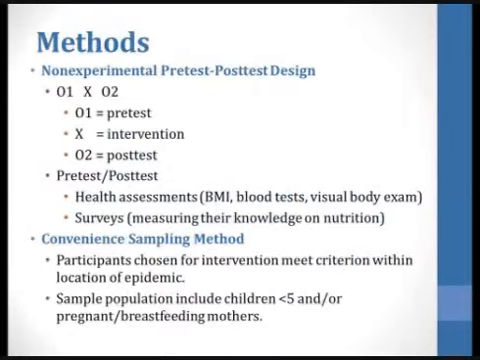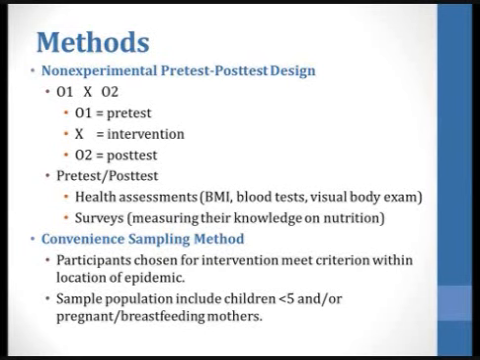Our research evaluation design is a non-experimental pre-test post-test design. This can be demonstrated as Observation 1, including pre-test health assessments using BMI, blood tests, visual body exams, and surveys measuring their knowledge on nutrition, the intervention of our services, and Observation 2, a post-test of health assessments and surveys. We don't have a control or comparison group because it would be unethical to deny services to a portion of the community suffering from these diseases.